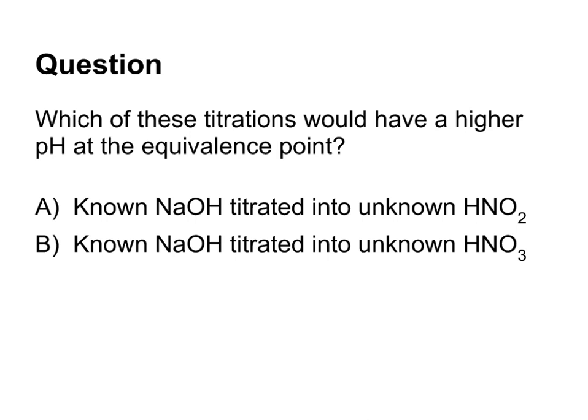Your question for this section: which of these titrations would have a higher pH at the equivalence point? Is it A, a known concentration of sodium hydroxide titrated into unknown nitrous acid, or B, known sodium hydroxide concentration titrated into unknown nitric acid?